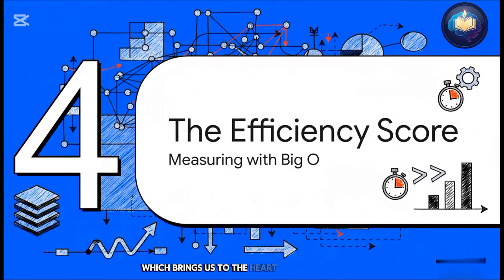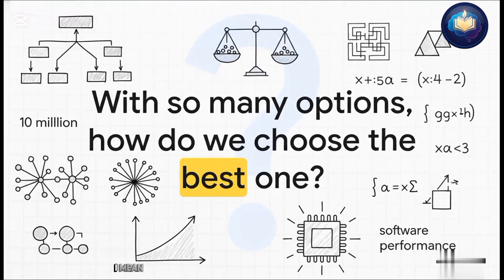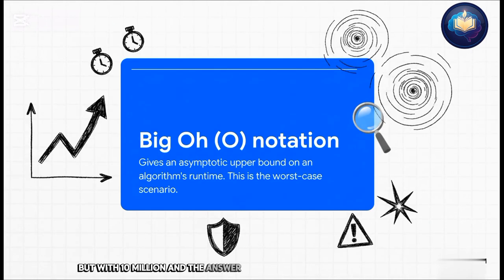Which brings us to the heart of the matter. We've got all these different ways to organize data and all these different recipes to act on it, so how do we choose? How do we prove that one approach is actually better than another? I mean, we need some kind of objective scorecard, right? A mathematical way to predict how an approach will behave not just with 10 pieces of data, but with 10 million. And the answer is something called Big O notation.